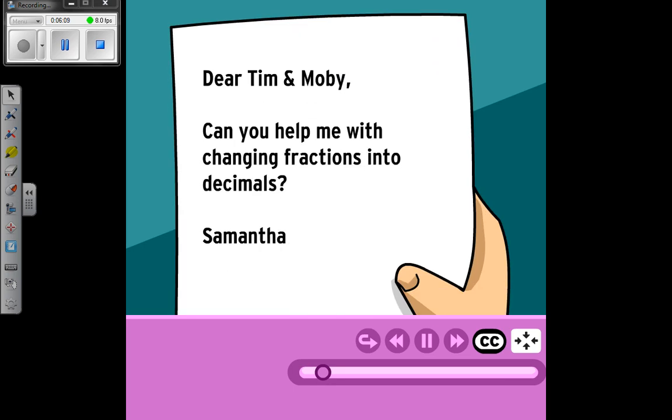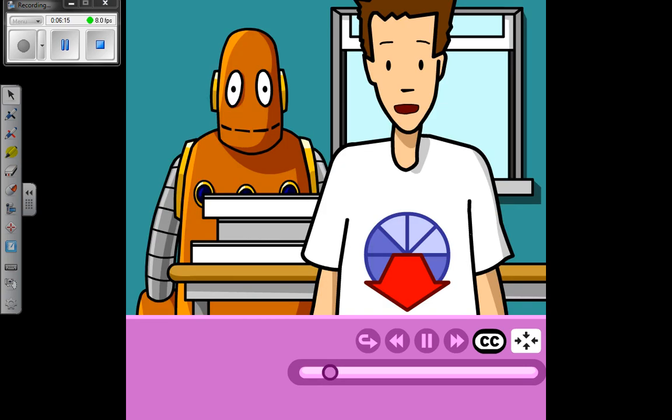Dear Tim and Moby, can you help me with changing fractions into decimals? From Samantha. Hey, what fantastic luck. That's just what I'm doing. Perhaps Moby's pizza can help.